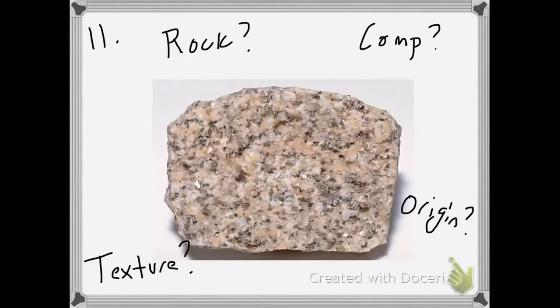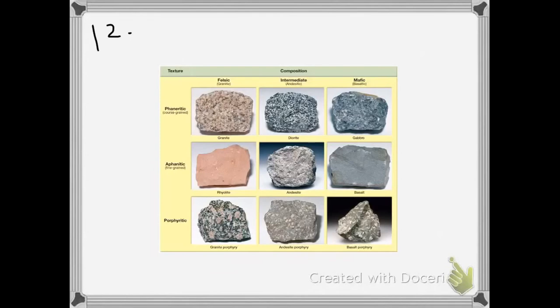And its origin. So let's go back to composition. It is a felsic igneous rock because it's light in color, and even in the picture I can see quartz. And because I can see quartz and other things, that means that it's phaneritic. It has big crystals, and a phaneritic igneous rock means that it cooled very slowly, so its origin is intrusive.